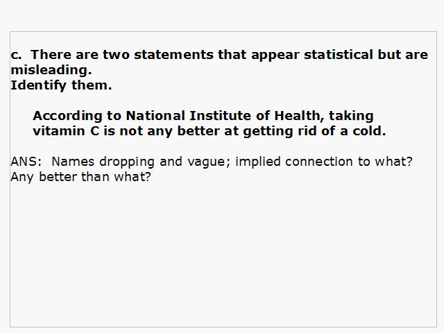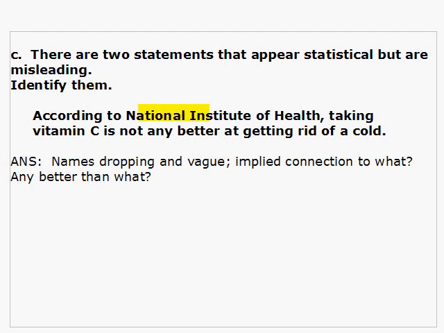And here's an example. It does say to pick out in the real test. It says there are two misleading statements that appear statistical. Identify them. And here's the statement. According to the National Institute of Health, taking vitamin C is not any better at getting rid of a cold.